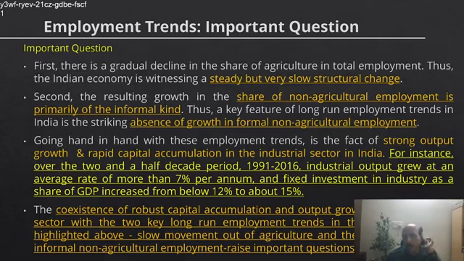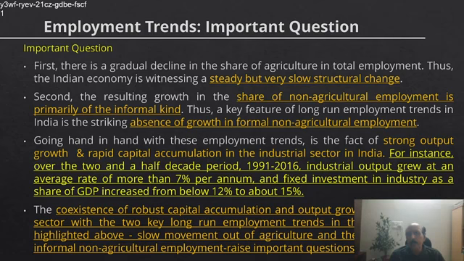Therefore, the challenge before the government or policy making is that, of course, the structure of India's economy is changing, but the change in the structure is very, very slow. As I said, agriculture's share in the GDP is declining very fast, and today it is contributing only 15% of the GDP. But it is still employing around 44-45% of the workforce.